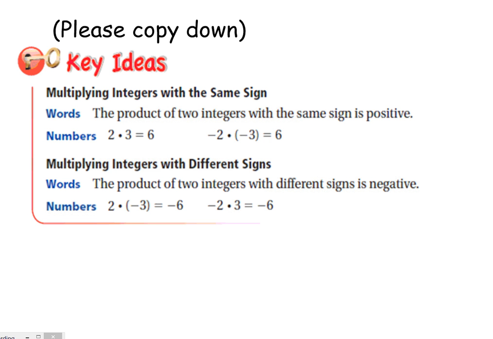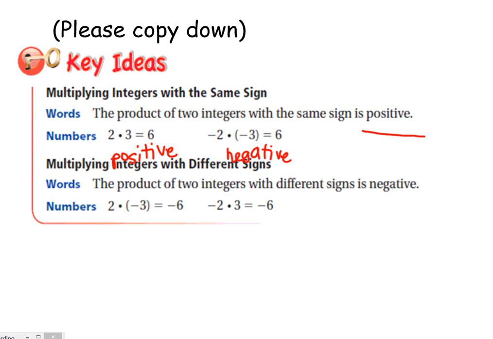When you're multiplying integers with the same sign, for example, two positive numbers and two negative numbers, when both of the numbers have the same sign, your answer is always positive. So 2 times 3 equals positive 6. Negative 2 times negative 3 equals positive 6 because they have the same sign.